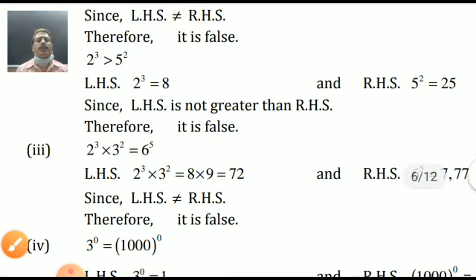2 raised to 3 multiplied by 3 raised to 2 is equal to 6 raised to 5. बेटा, इसको हमको नंबर ढूंढना पड़ेगा. 72 मिलेगा, राइट साइड पे जाएगा. वाह, बहुत बड़ा नंबर मिलेगा. Are they equal? 72 and 7776?